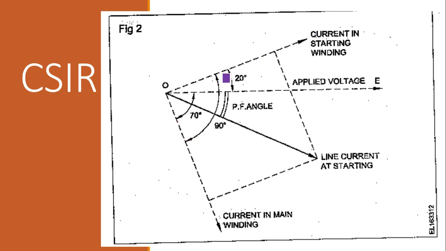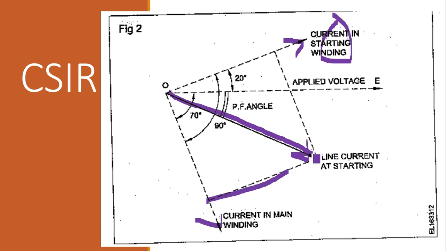Now the question is, what will be the power factor of the motor? The power factor of the motor is the cosine of the angle between the line current and voltage. Line current and voltage you will be able to see like this. So which is line current? Line current is this one. Okay, from where are we getting line current? It is the vector sum of the starting current and the running current. The two items will be added together vectorially and we will be getting the resultant. So this is the line current.